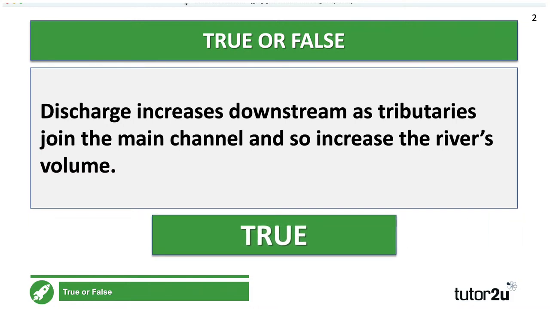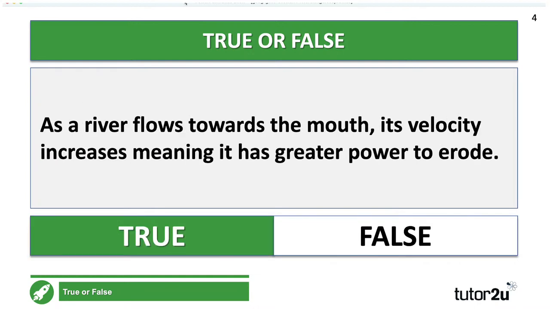It is indeed true. So we've got all those tributaries joining, so more and more water joining the river channel. So it increases the volume. Fab. Right. Next question, please.